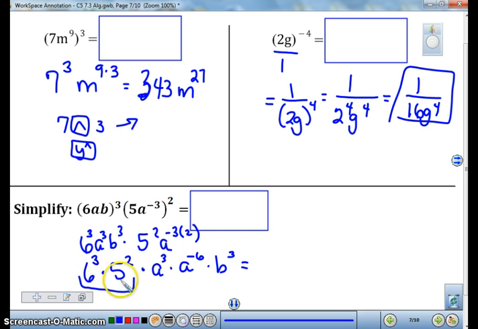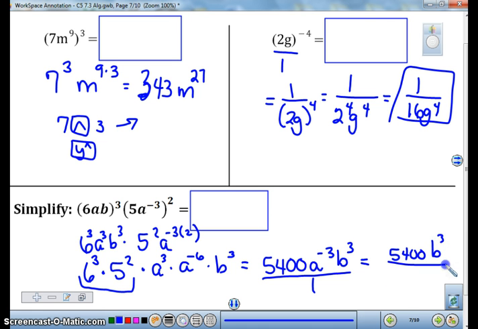Now, we're going to put this whole thing in our calculator. 6 to the third times 5 to the second, and you should get a solution of 5,400. We look at our a powers. Since they're multiplied, we're going to add the exponents. a to the negative 3, b to the third. At this point, almost done, but we got that negative exponent. We got to get rid of it. 5,400 doesn't move, no negative exponent. b to the third doesn't move, no negative exponent. Just the a, and it is now to the third power for your solution.